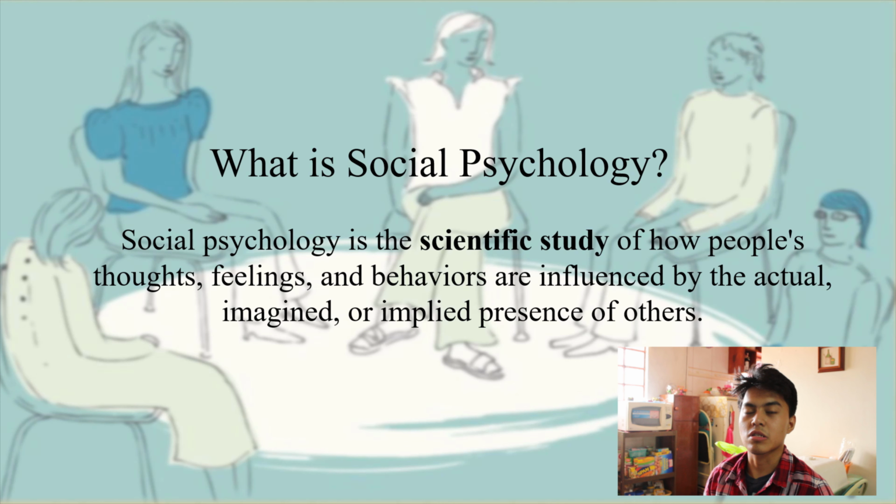So what is social psychology? In the presentation, social psychology is the scientific study of how people's thoughts, feelings, and behaviors are influenced by the actual, imagined, or implied presence of others.